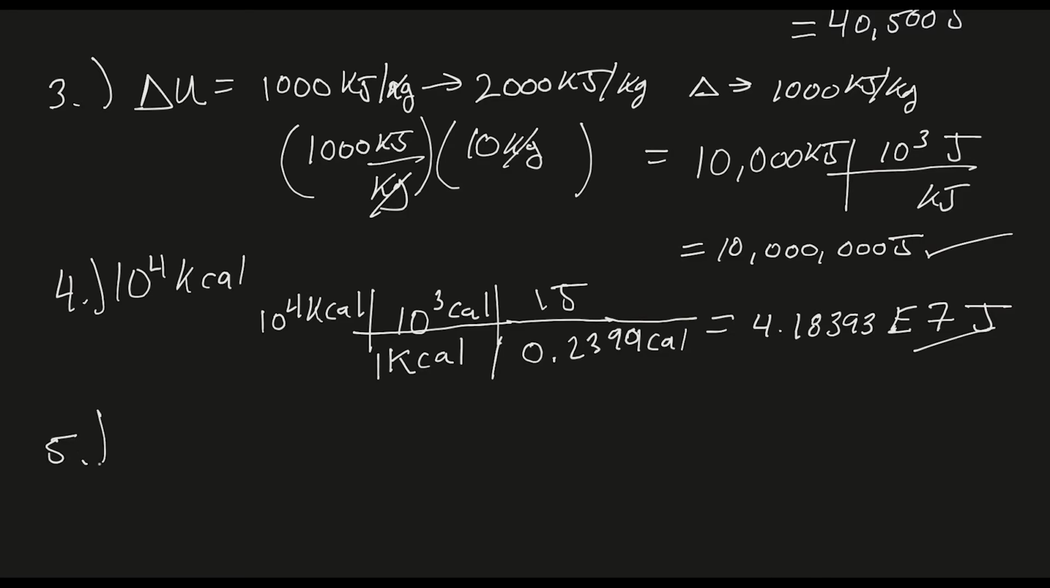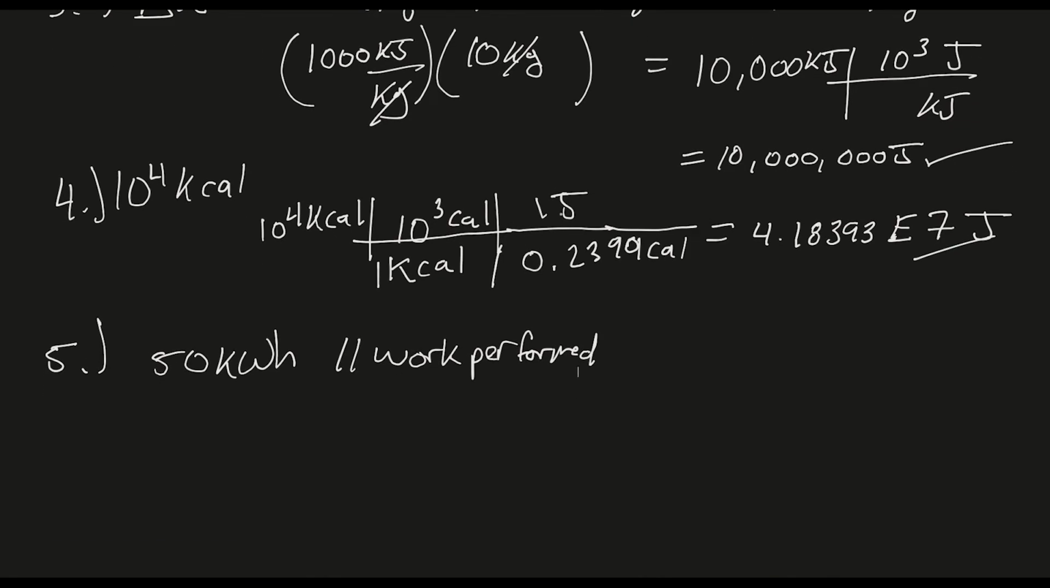And then finally, number 5, we're told that there's going to be work performed, and that work performed is 50 kilowatts per hour. Okay, so let's write this down here. And what do we multiply this by to get the final value we want, which is joules?